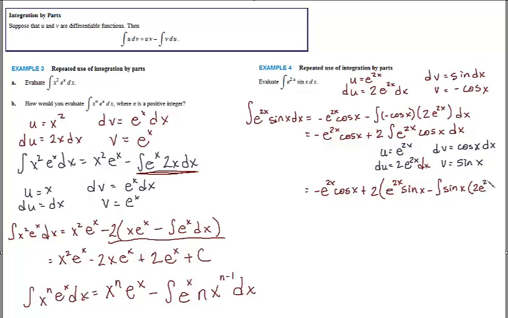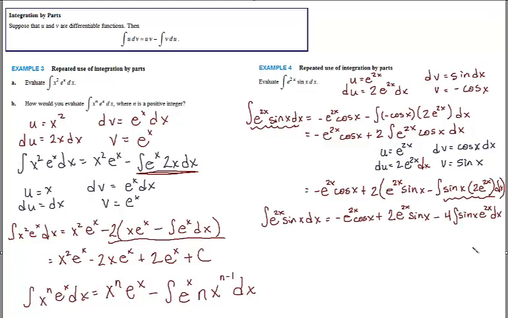E to the 2x dx, but if you'll notice, this thing right here matches that thing right there. So I'm going to pull a little algebra trick. Let me simplify this and then I'm going to do it.